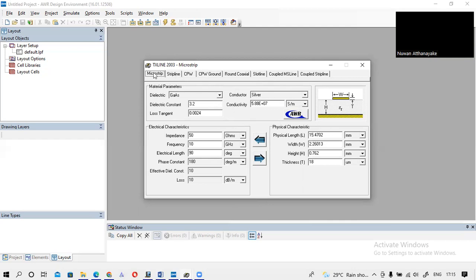So here we are going to use microstrip because our design is based on microstrip. Here you are given a microstrip also. You can see this is the ground plate, copper plate, and this will be your dielectric material, and this will be the width of the microstrip. This width mainly depends on the relative permittivity, the dielectric constant.